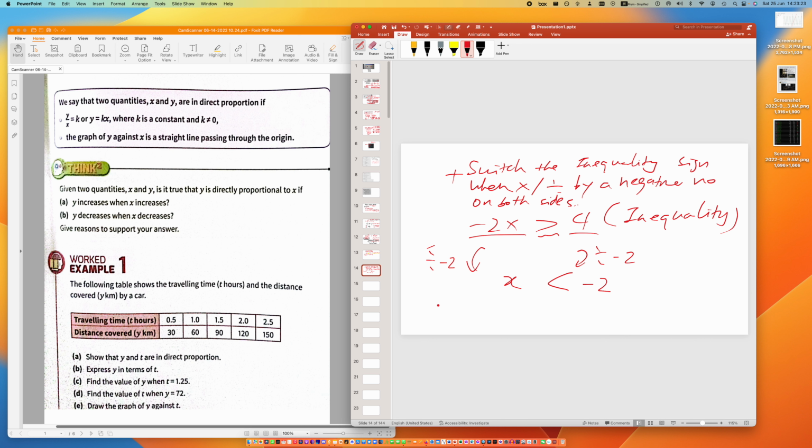Read this key statement. Don't go and add, don't go and subtract. Just read all the keywords. Can you read it one time? Switch the inequality sign. Switch means change lah. Then switch the sign when times or divide by a negative number on both sides.